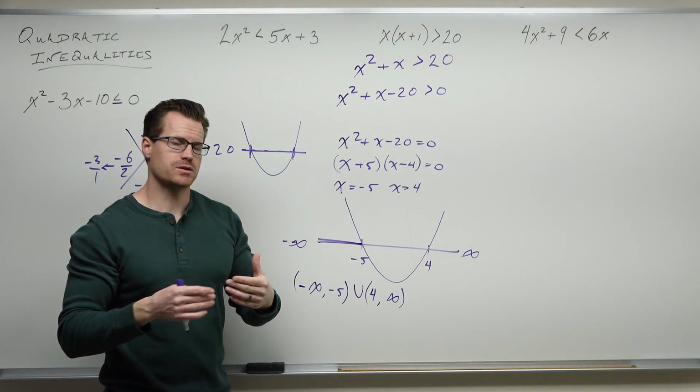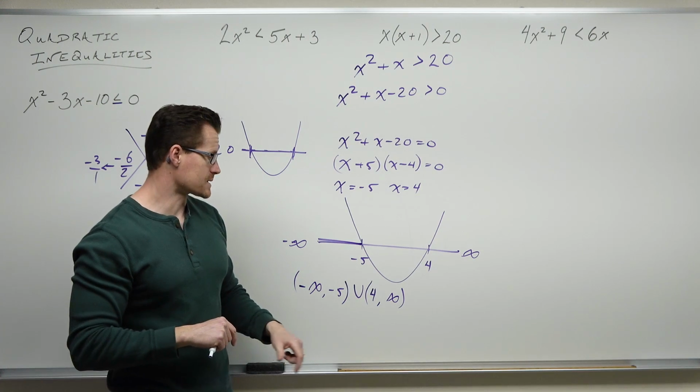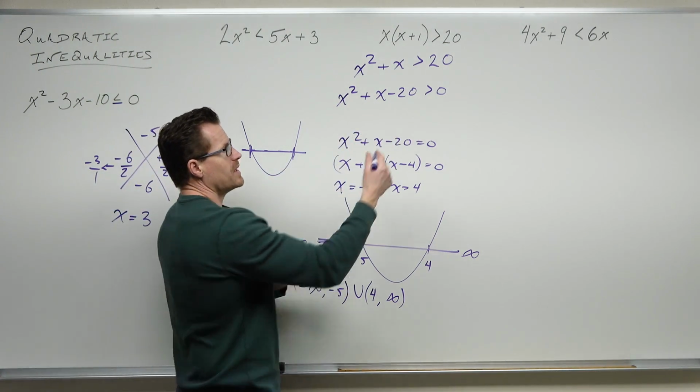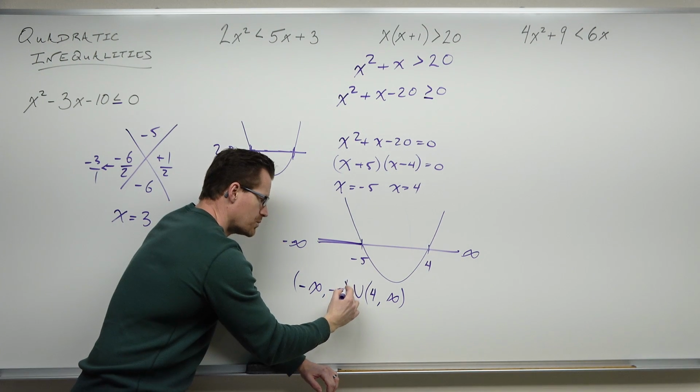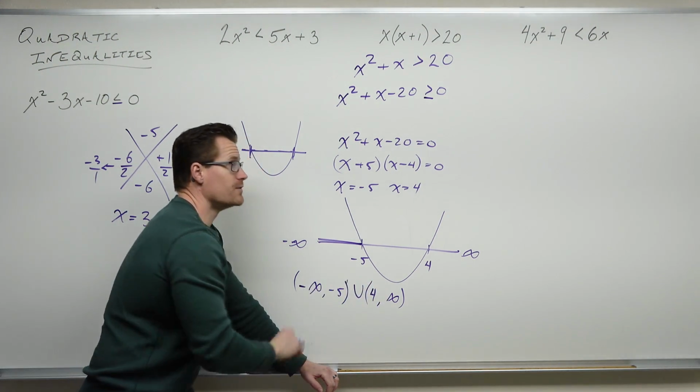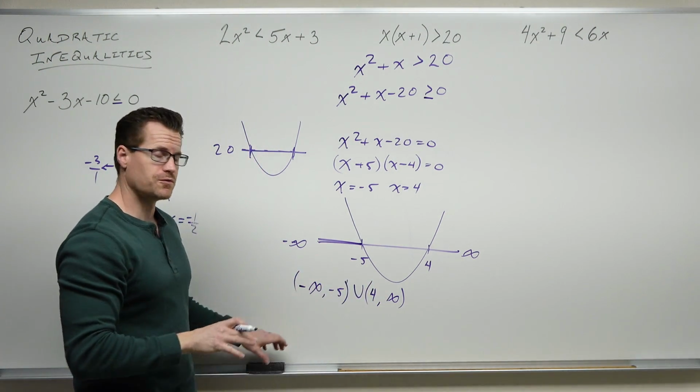And that's what we're talking about: the 2 intervals where a parabola is above the x-axis. Had that been an equals, the only change here would be that you would include brackets on your negative 5 and your 4. That's all that would change, not your infinities.